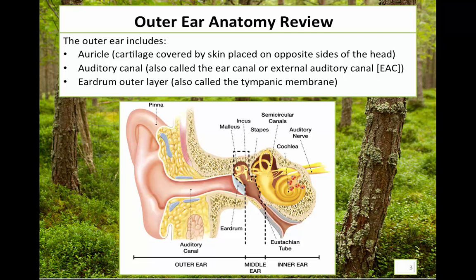Review of the outer ear anatomy. The outer ear includes the auricle, cartilage covered by skin placed on opposite sides of the head, the auditory canal, also called the ear canal or external auditory canal, abbreviated as EAC, and the eardrum outer layer, also called the tympanic membrane. In the image below, you'll note the outer ear, the middle ear, and the inner ear. The outer ear and the middle ear are separated by the eardrum.